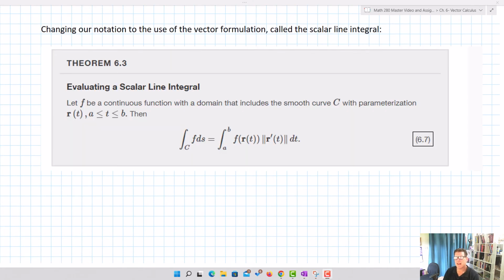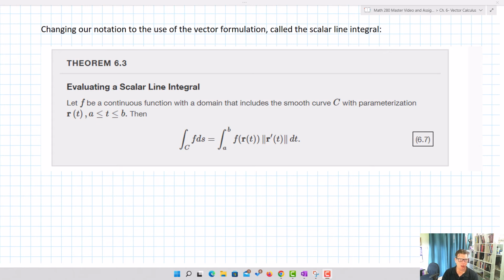All right, so now what we want to look at is we're going to change our notation up just a little bit. It's going to be very, very similar, and from a practical perspective, there's really no difference. But sometimes thinking along the lines of our vectors, working with our vector formulations, is better conceptually. And in addition, it allows us to work with all that vector calculus that we saw in our very first chapter of this class, right? And so what we get when we work with that vector formulation is something called the scalar line integral.